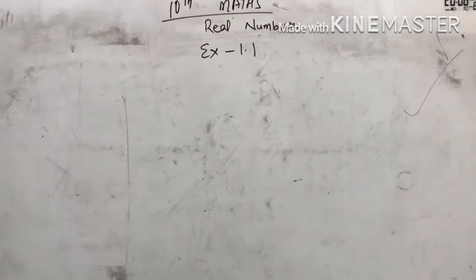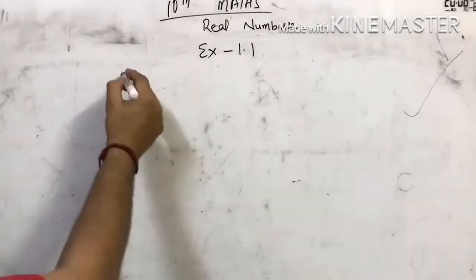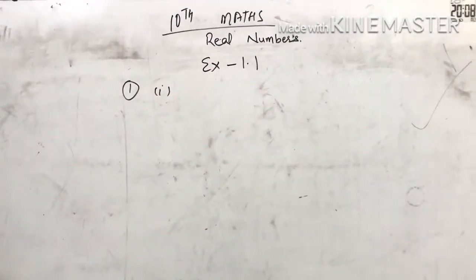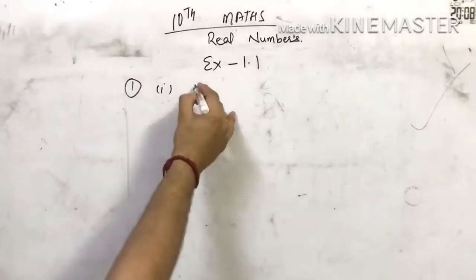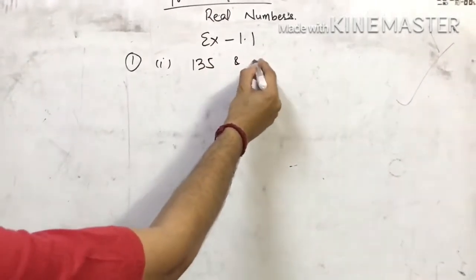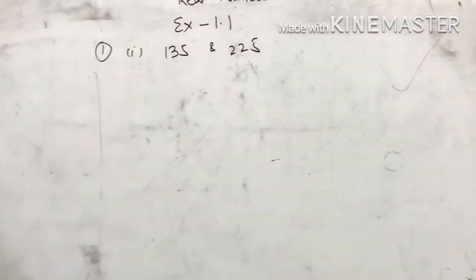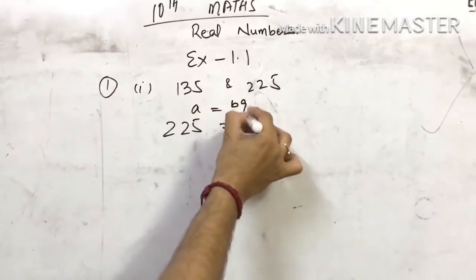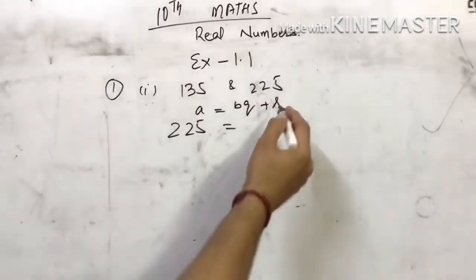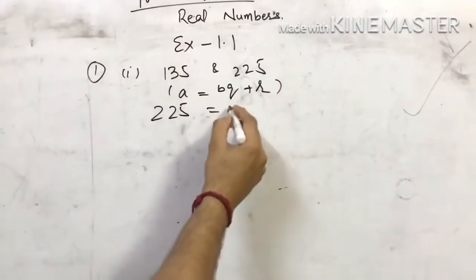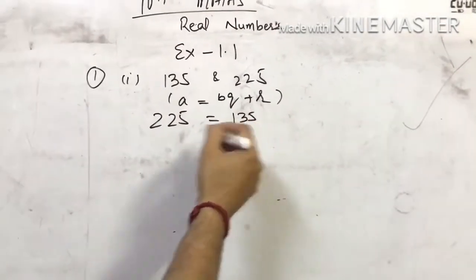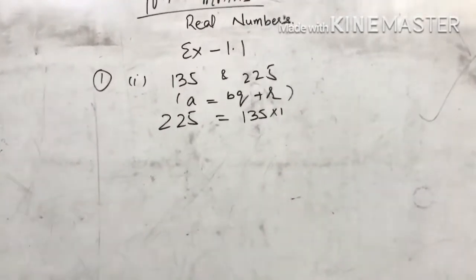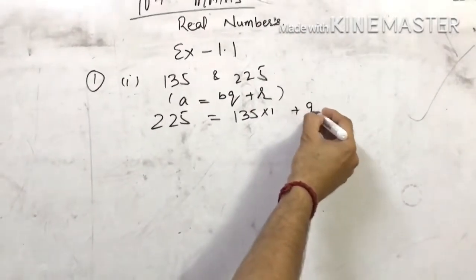So students, real numbers exercise 1.1, after the examples. Question number 1 has 3 parts. The first part is, by Euclid division algorithm, you have to find the HCF of 135 and 225. Which one is bigger? 225. So you write down 225 here in place of a. By this Euclid division lemma or algorithm, 225 will be equal to 135 times 1. If you multiply it by 2, it will become more than that, so you have to multiply with 1. Subtract from this, and you will get this remainder.